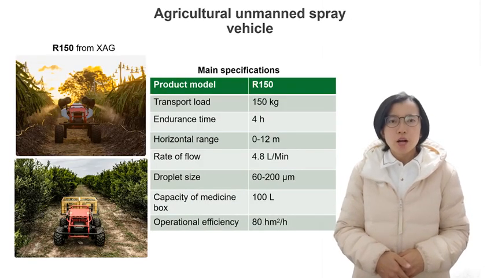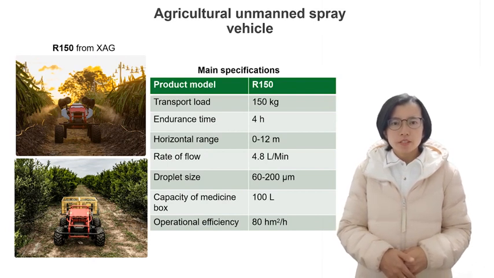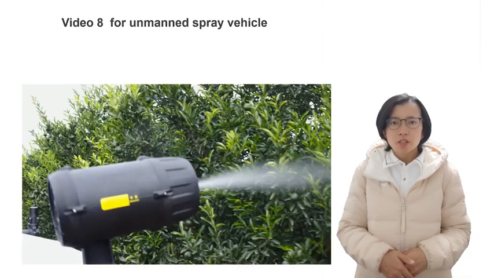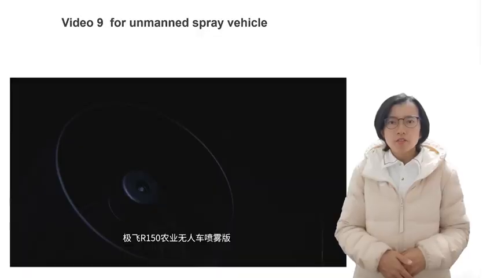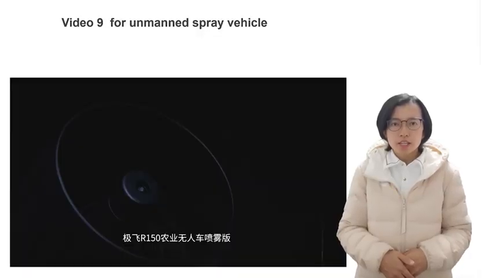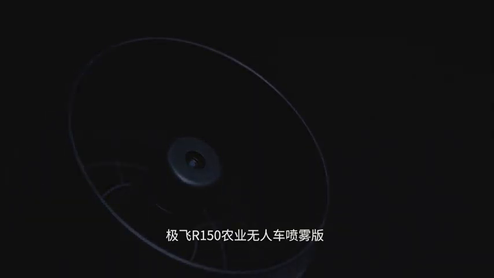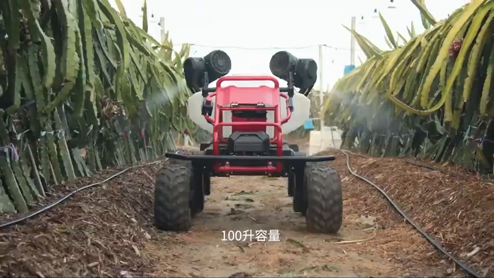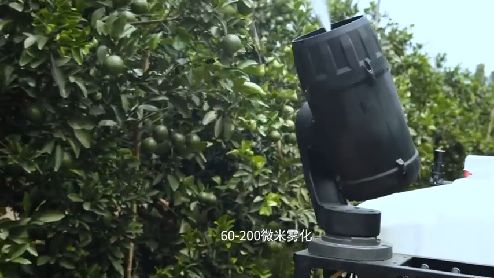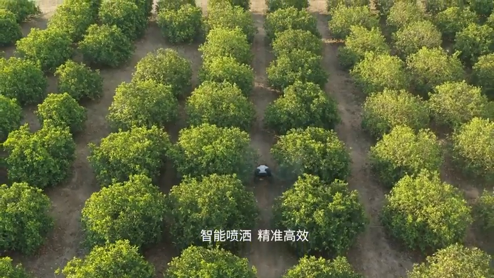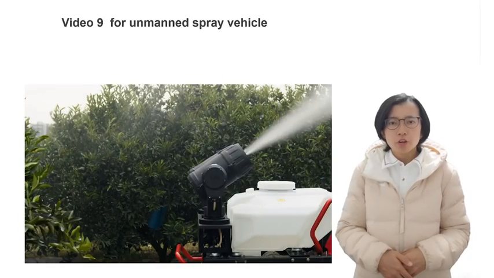The last one is agriculture unmanned spray vehicle. This is the main specification of it. And here is a video about how the unmanned spray vehicle works. Another video for unmanned spray vehicles. Let's watch it. This is also a video for unmanned spray vehicles. Let's watch it.